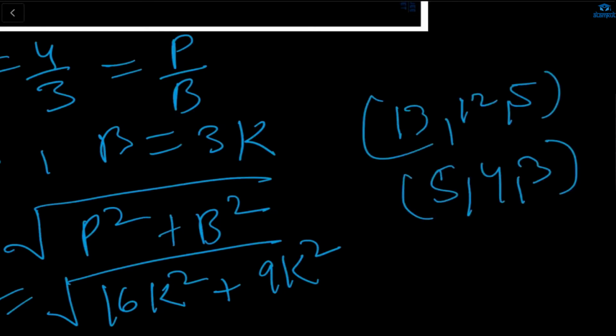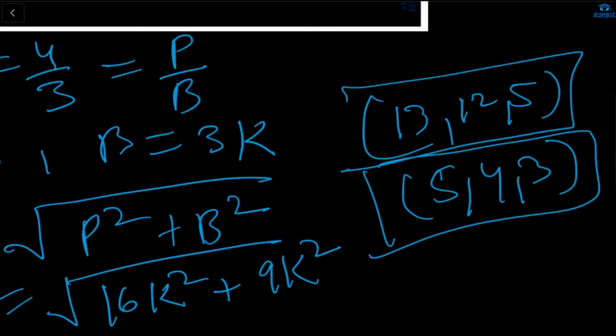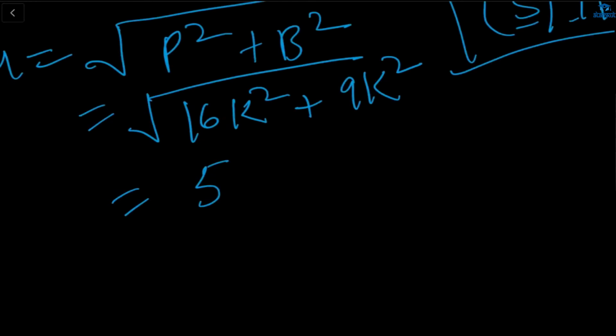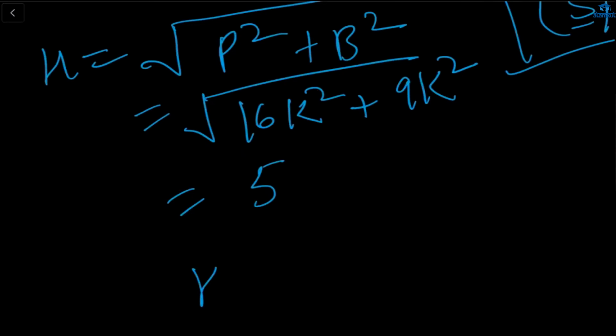These are the pairs for trigonometry, as a Pythagoras theorem. If in this first one, 13 is the hypotenuse, 12 and 5 will be the two sides. 5 will be the hypotenuse, 4 and 3 will be the other sides. When you keep on doing this, you will remember these values, and that makes your calculation very much easy. So we have got h is equal to 5k in fact.